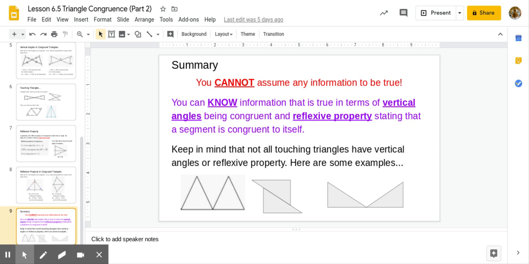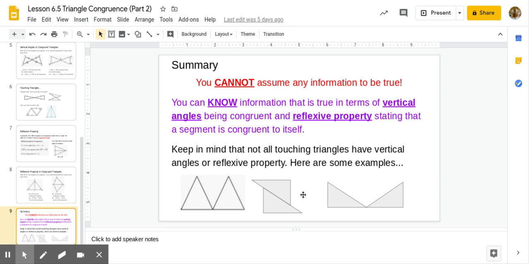So you cannot assume any information to be true, but you can know information that's true if you see vertical angles, because we know vertical angles are congruent, or if you see the reflexive property, because we know that a shared side will be congruent to itself. Keep in mind, though, not every triangle that touches the other triangle will have vertical angles or reflexive property.